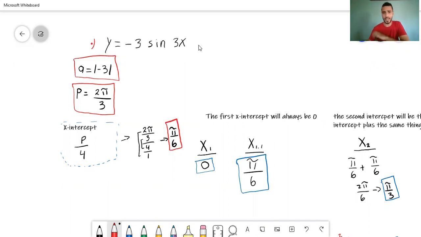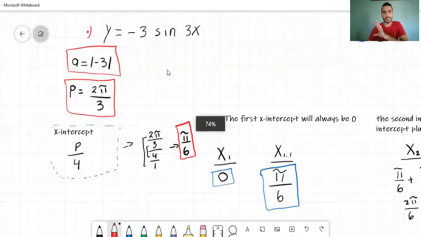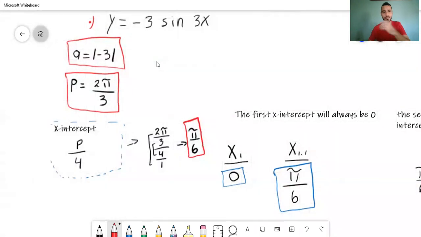Now, the first part is actually pretty simple because we find the amplitude, which is the absolute value of -3, and we find the period, which is the formula 2 pi over b, and we know that b is the number that goes with the variable. So at the end it will be 2 pi over 3. This is the period.